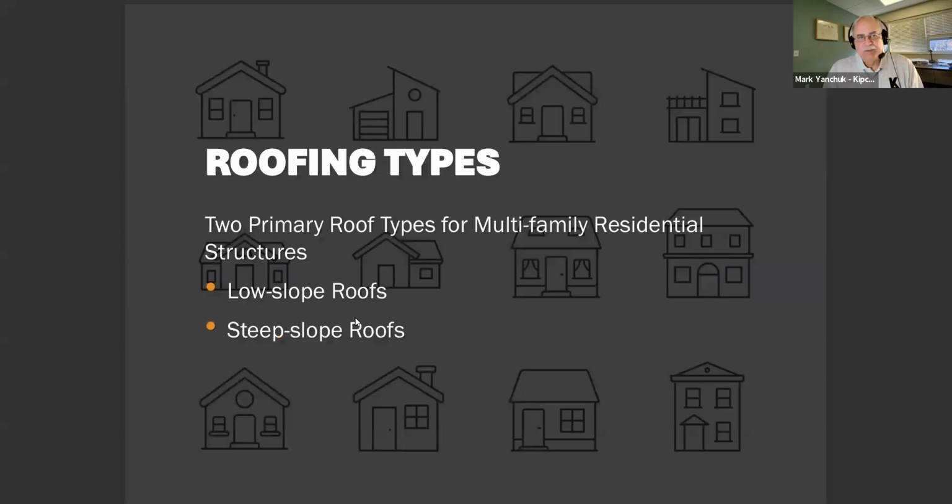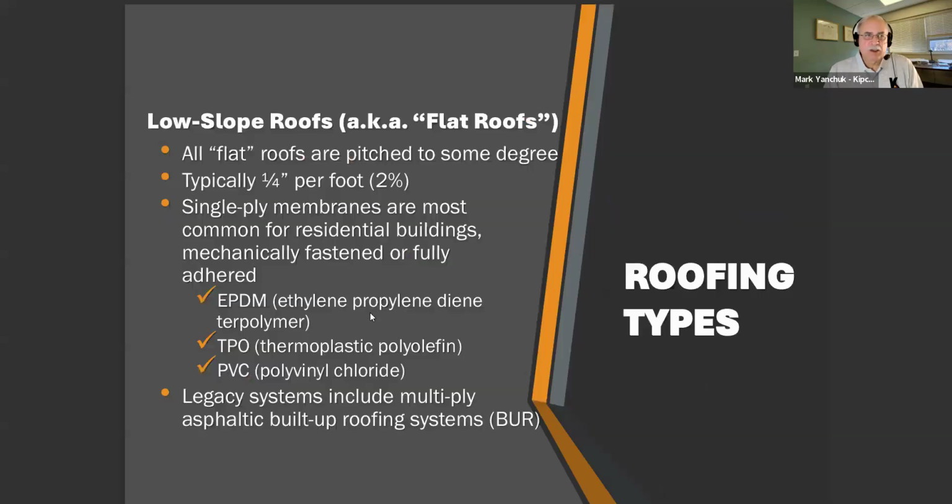So there are actually many roofing types, but the two most common are the low slope roofs and the steep slope roofs. And I'm going to talk a little bit about each so you have an understanding of each. So low slope roofs, also known as flat roofs, are not really flat. All supposedly flat roofs have some pitch to them and they go to either a roof drain or they go to a scupper at the edge of the roof. And the typical drainage on the roof is about 2%.